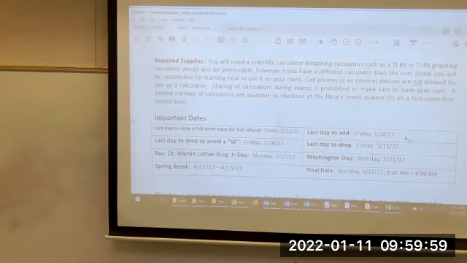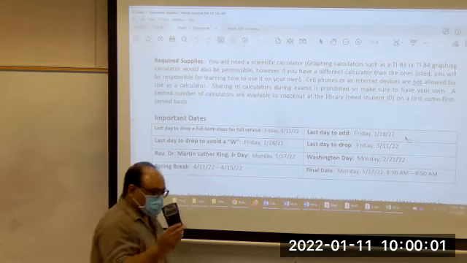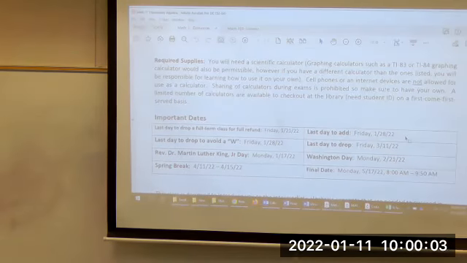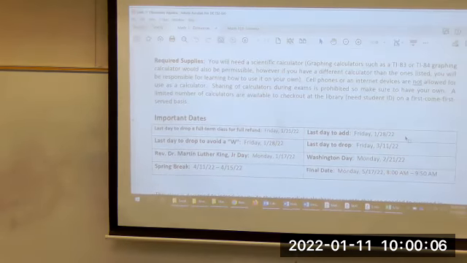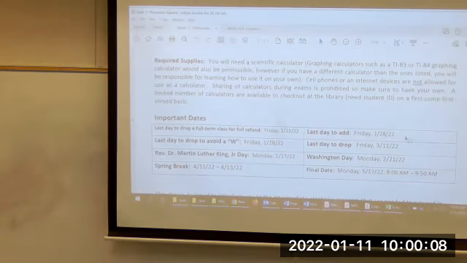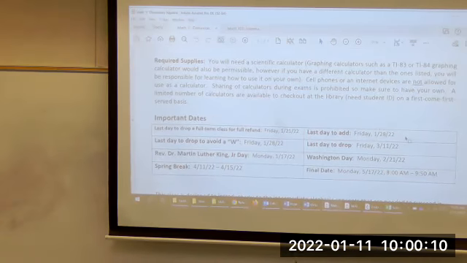Anywhere from $8 to $10, $12 at Target, Walmart, Walgreens, CVS, whatever. Something that adds, subtracts, multiplies, divides, square roots, exponents. Okay, that would be nice. You can use a calculator at any time for anything.